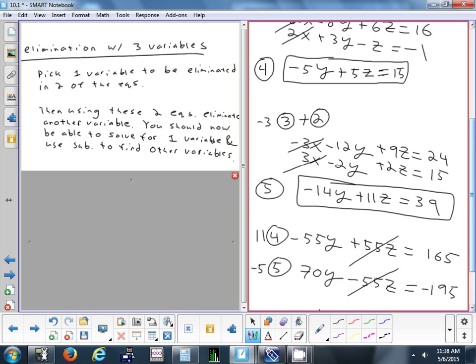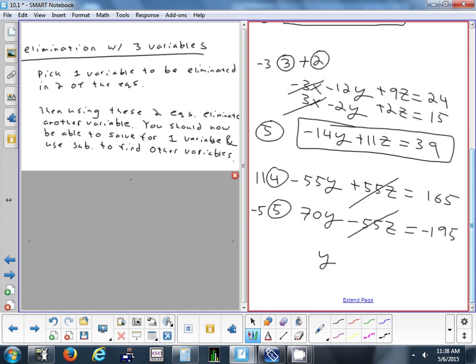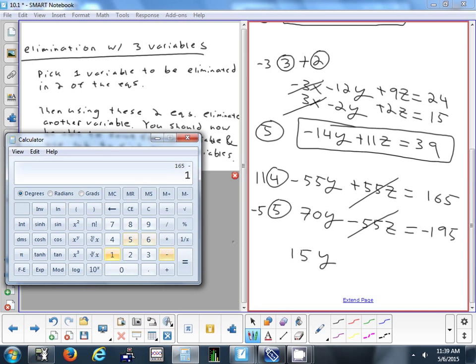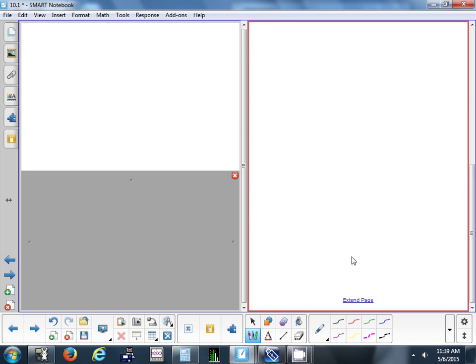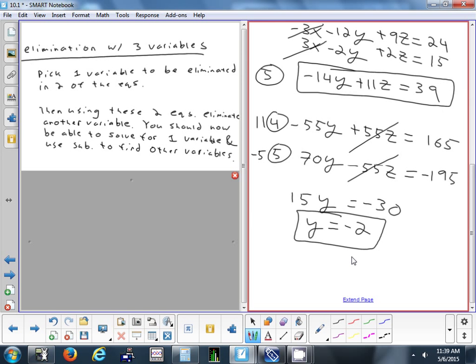Okay. All right, now add these up. What's 70 take away 55? James? 15. Z's are gone. And then we have 165 minus 195, negative 30. Okay, so what's y? Is it 2? Or negative 2? Yeah, negative 2. Okay, you don't always have to get integers, but I picked this problem to have nice answers. So y is negative 2.